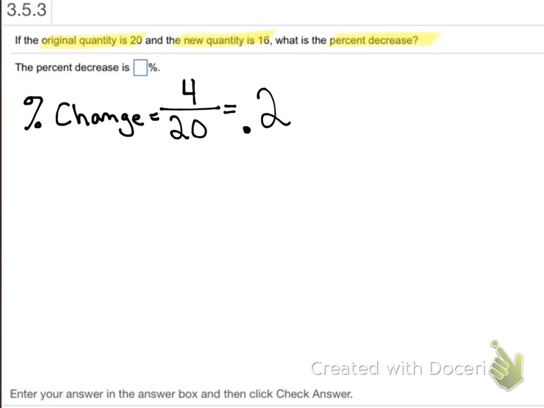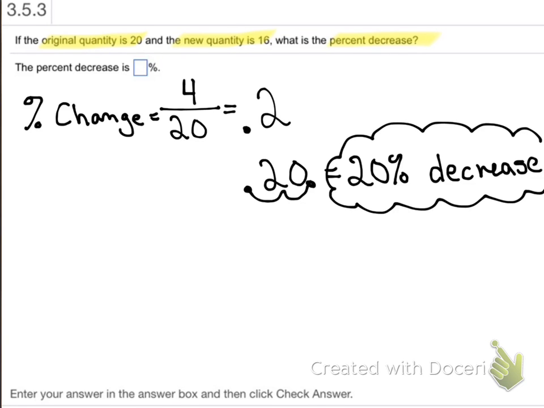Now, this is not our final answer. This is our percent in decimal form, and you'll remember that in order to take a decimal number and put it in percent form, you move your decimal point 2 places to the right. So it's originally on the left, we swoop it once to the right, so now we're on the right of the 2, and one more time, fill in the 0. So 0.2 is 20%. So it decreased by 20%, so a 20% decrease.